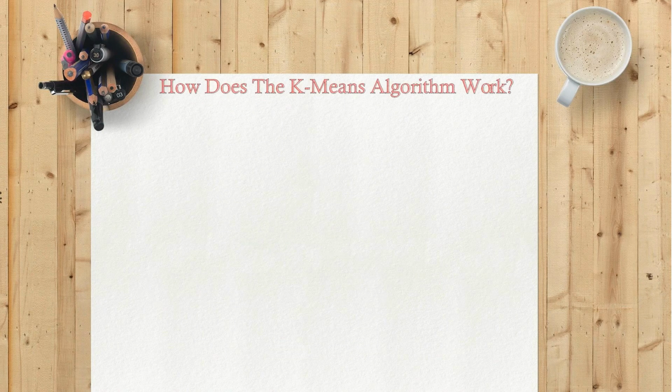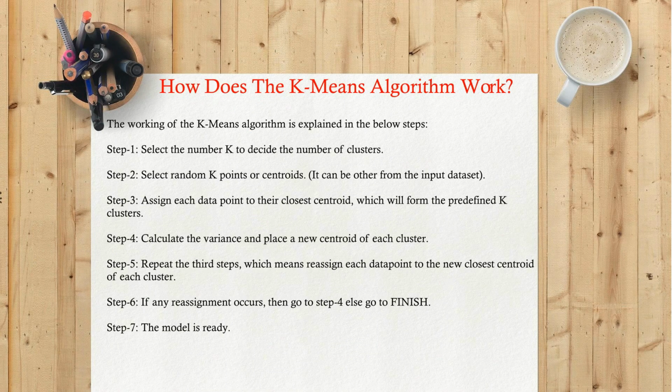How does the K-means algorithm work? The working of the K-means algorithm is explained in the below steps. Step 1. Select the number K to decide the number of clusters. Step 2. Select random K points or centroids. It can be other from the input dataset. Step 3. Assign each data point to their closest centroid, which will form the predefined K clusters.